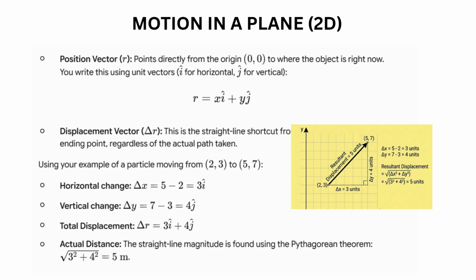To understand it with an example, let's say an object moves from coordinate pair (2, 3) to (5, 7). It means the initial position is x equals 2, y equals 3 and the final position is x equals 5 and y equals 7. You can calculate the horizontal change, vertical change and total displacement, and calculate the actual distance from the formula shown. The answer is found to be 5 meters.